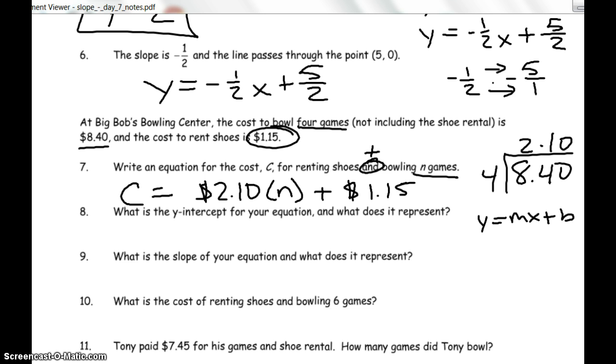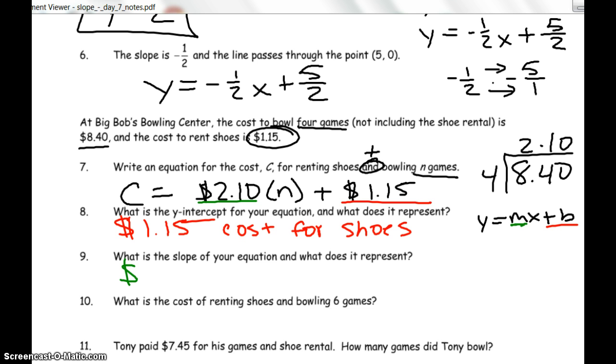So we need to figure out what is the y-intercept and what does it mean. Well, our y-intercept is the constant or the number without a variable. So we can see here that's 1.15. And when we refer back to our original situation, that lets us know that's the cost for shoes. What is the slope of the equation and what does it represent? Slope is the number in front of the x or the number per each of something. In this particular equation, it's per each game. So we have $2.10 per game.